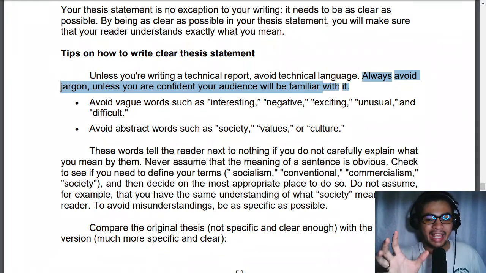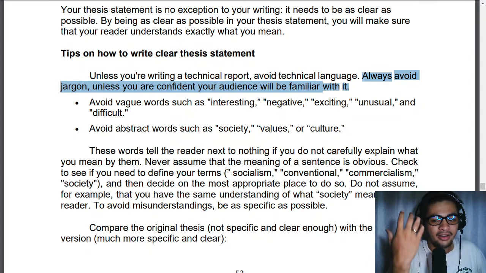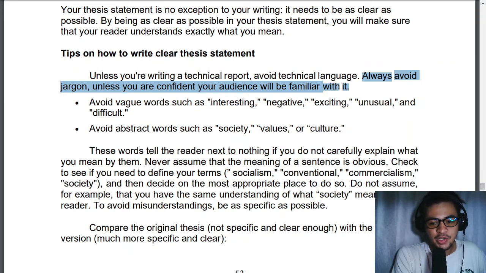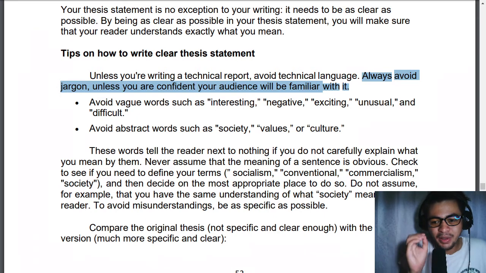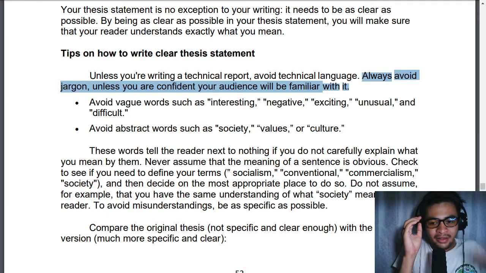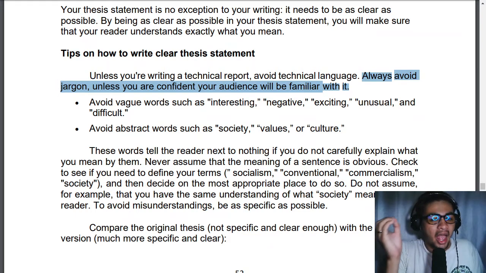But in your case, as senior high school students, just refrain from using jargon, because I know some of you are not familiar with how to use these jargons or how your readers will receive them. So as much as possible, be specific with your words. And if you find choosing words difficult, just use the easy words, the basic terms that you know, which is specific enough for you to deliver your thesis statement very clearly.